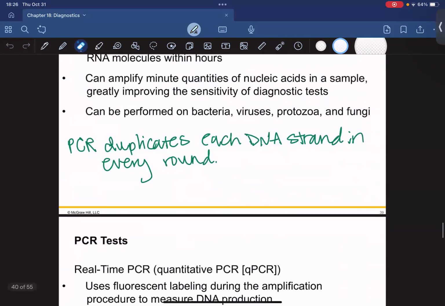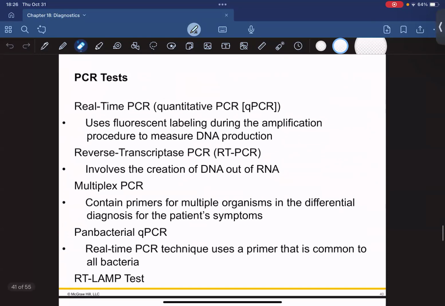And you need to have primers to know what to look for. You can't just say, I don't know what it is, let's PCR it. So you need to look for specific things. There's different kinds of PCR.